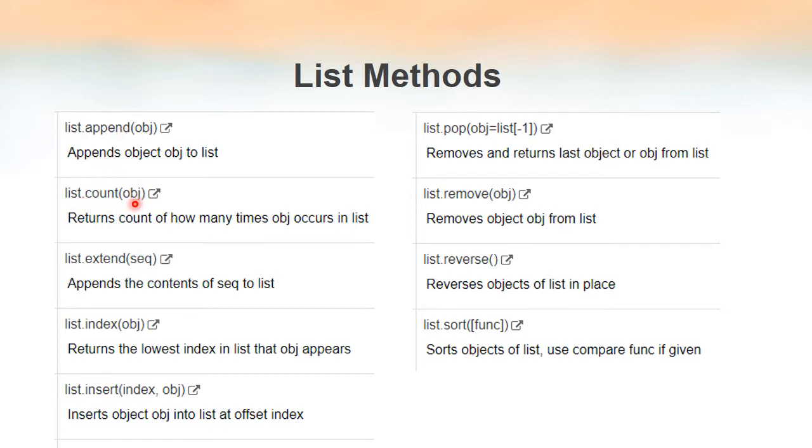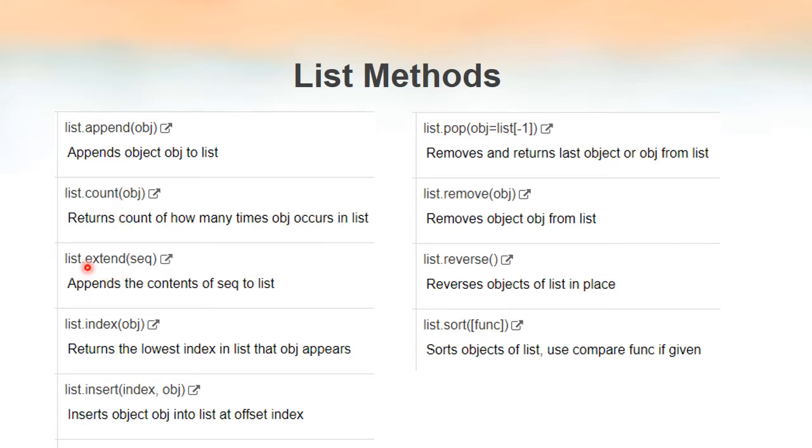Then list.count(obj). This method is used for counting the number of occurrences of this object obj. Suppose we have a list, and if you want to find out the frequency or number of times a particular element occurs inside that list, we can make use of this method named count.